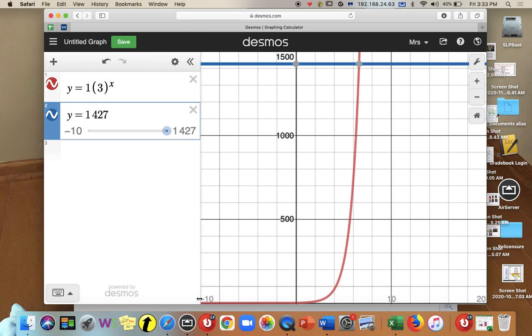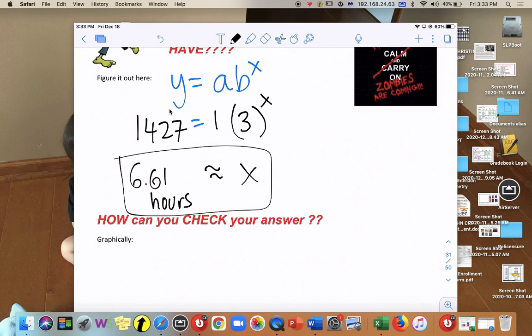Oh, yes, we can. All right, so again, the red graph is the zombies increasing exponentially, and the blue line stands for our student population at 1,427. And if we click on it, oh, look how close we were, 6.611, and then you see it's 1,427. I had 6.61 without the other one. All right, so you can check your answer graphically. We can type in the function. If we know what we want it to equal, we can type that in as well and see where they cross, the point of intersection. Okay, so graphically, just where they crossed.